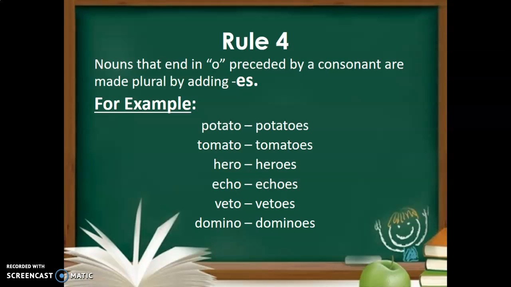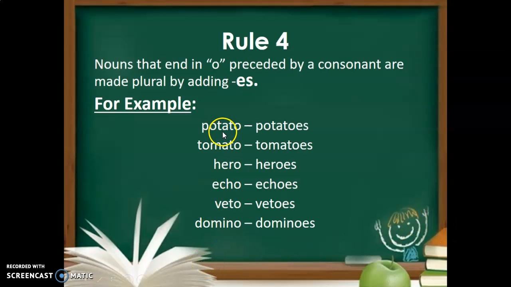We're still looking at rule number 4. Nouns that end in o preceded by a consonant are made plural by adding es. For example, potato, tomato, hero, echo, veto, and domino.